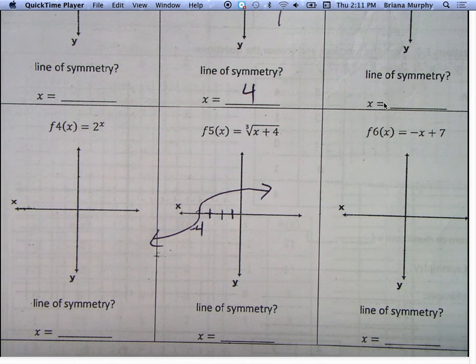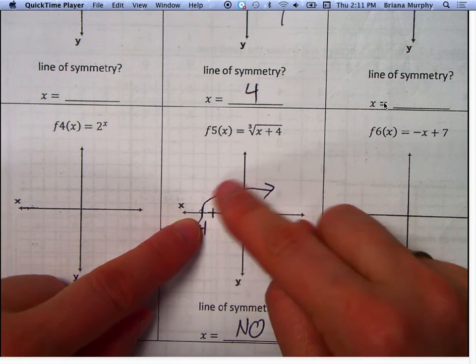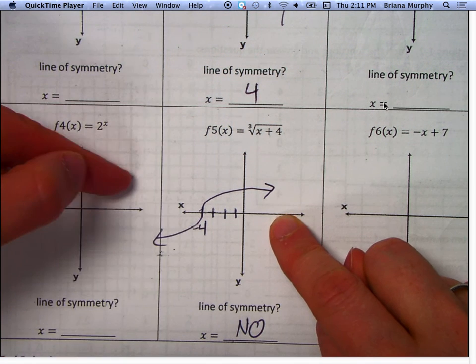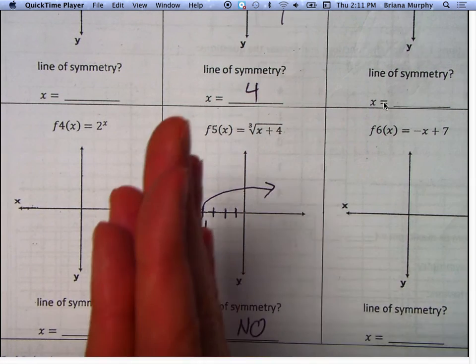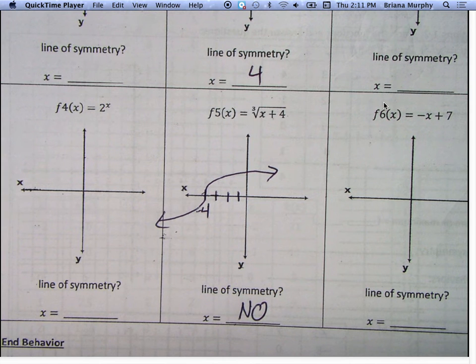Does it have symmetry? Could I fold it in half anywhere? No. So it'd be no. I can't fold this in half. If I folded it in half, this would be down here and this would be up here. That's not right. I can't fold it this way because this doesn't go over here and this doesn't go over here, right? It's not symmetrical.